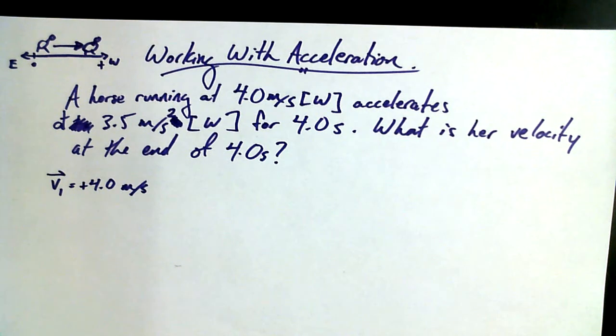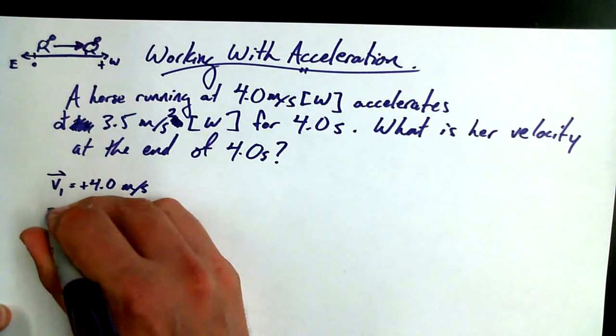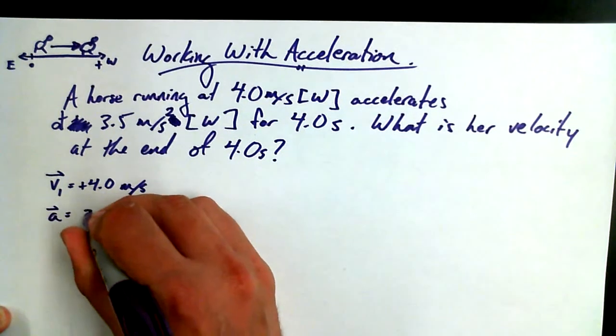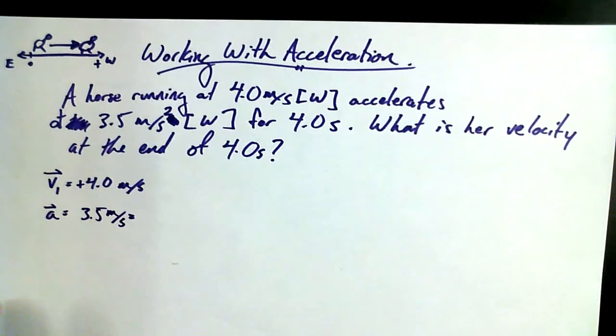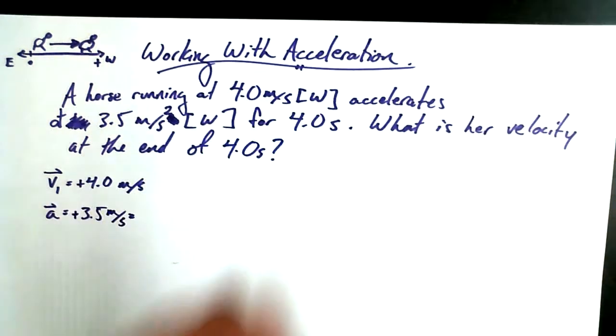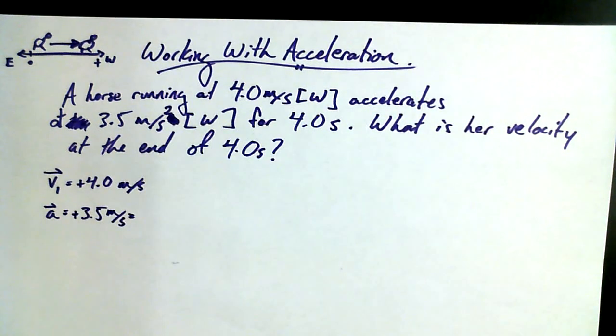What's the next given I've been given? Yeah? What her acceleration is. Okay, so we're going to write A equals 3.5 meters per second squared. And again, what, positive or negative? Positive. I know that I'm being maybe overly simplistic here, but I'm not trying to talk down to you. I just want to make sure that it all gets talked out. For 4.0 seconds, what's the next piece of information we know? Delta t. I like it.